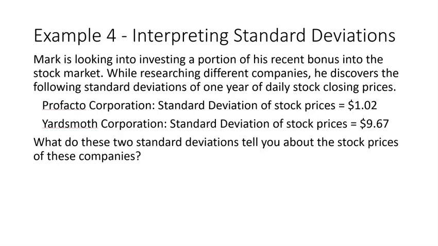Let's try one where we're having to interpret what these standard deviations mean for us. Mark is looking into investing a portion of his recent bonus into the stock market. While researching different companies, he discovers the following standard deviations of 1 year of daily stock prices. The Profacto Corporation has a standard deviation of stock prices of $1.02. The Yardsmith Corporation has a standard deviation of stock prices of $9.67. What do these two standard deviations tell you about the stock prices?